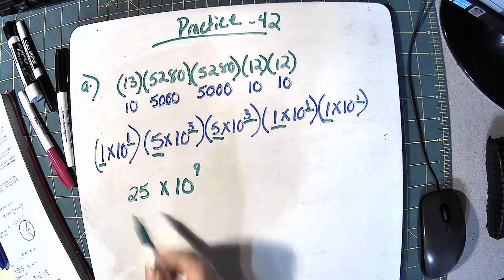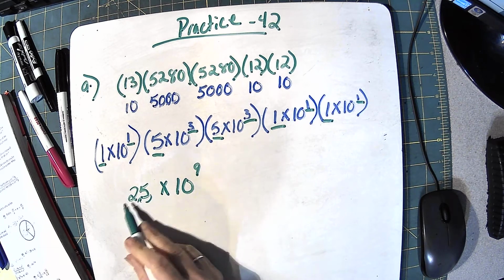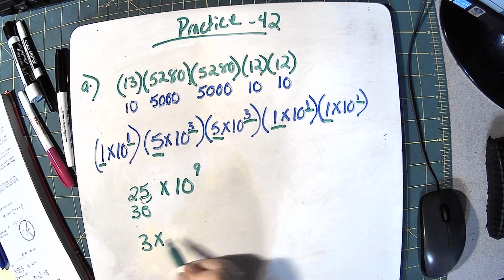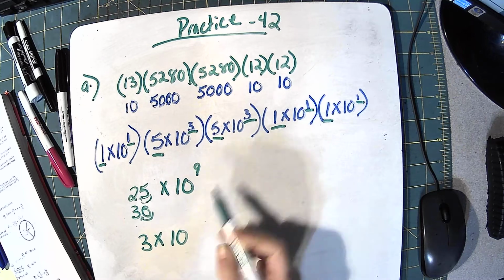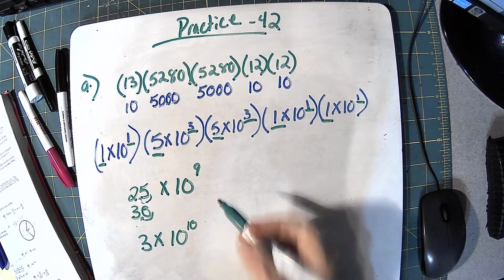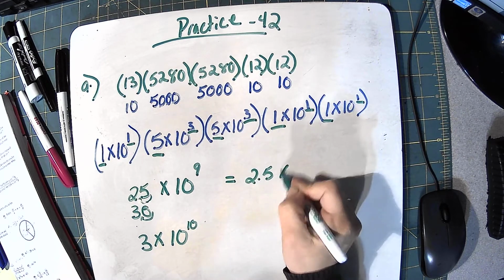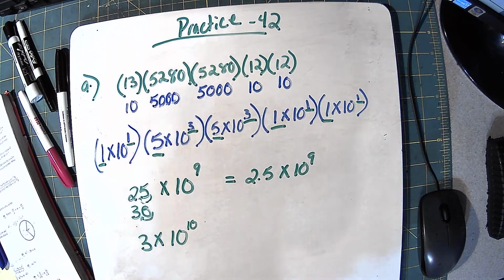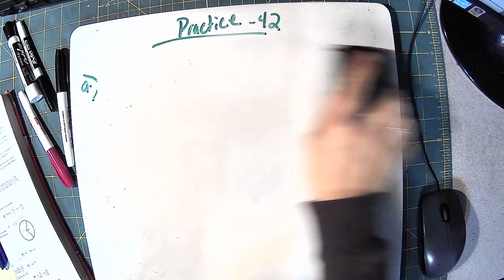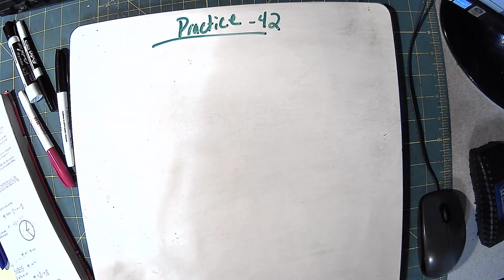All right, now I have to fix this, so I'm going to move that 1 back. So I'm going to have that 25 rounds to 30, okay? So I'm going to have 3 times 10, and I moved it back 1, so to the 10th. You could either do that, or you can make it be 2.5 times 10 to the 9th. Either one of those answers is fine. All right. Let's do B.